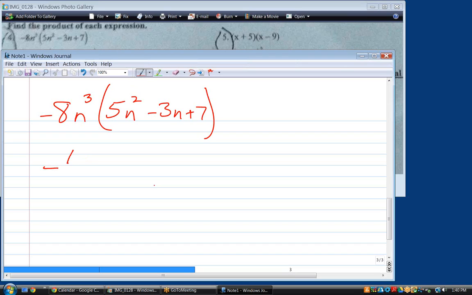So what's the second term? Would that be 24n to the 4th, or would it be 24n to the 3rd? 24n to the 4th is correct. What's the sign in front of it? Because I cannot ignore that. In other words, I can't just leave it blank. Would it be plus? 24n to the 4th. Yeah, it would be plus, because the minus times the minus is equal to a plus.